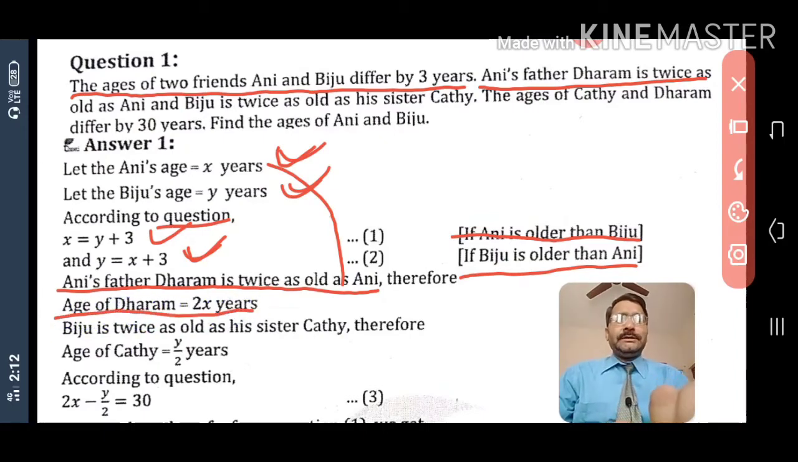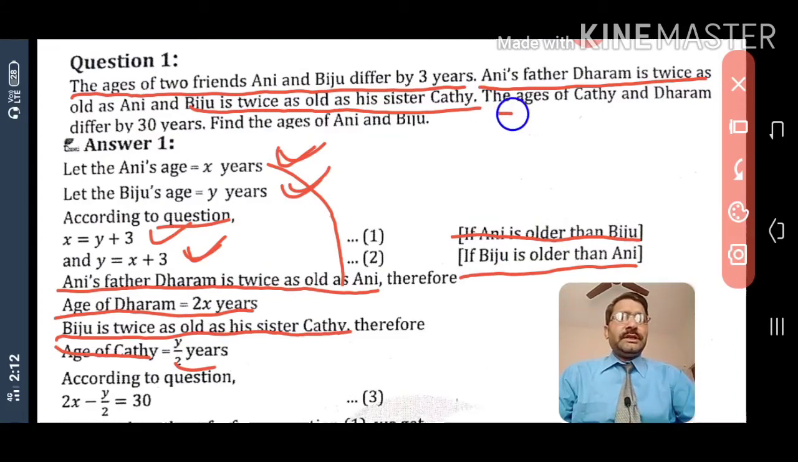And the next condition given is that Biju is twice as old as his sister Kathy. Means Biju is twice as old as Kathy, and the age of Biju is y. So Kathy will be half of Biju. Why? Biju is 2 into the age of Kathy, means Kathy equals half of Biju, and Biju is y. So the age of Kathy is y upon 2 years.